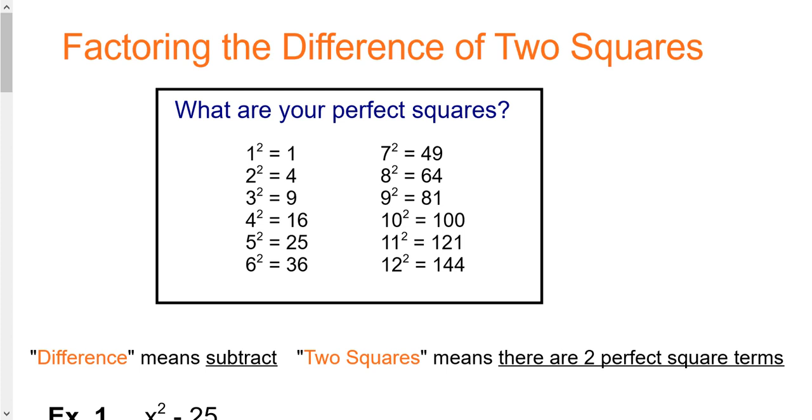Today we're going to be factoring the difference of two squares. But before we get into that, let's go over what your perfect squares are, because you will be using these quite often. These are the typical ones you use most often. Your perfect squares from 1 to 12.